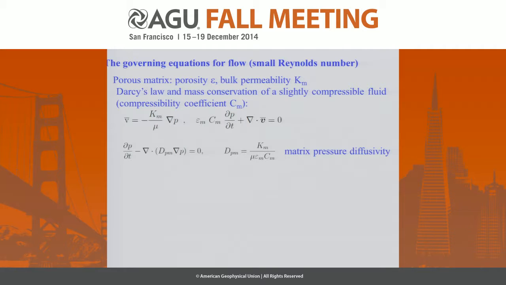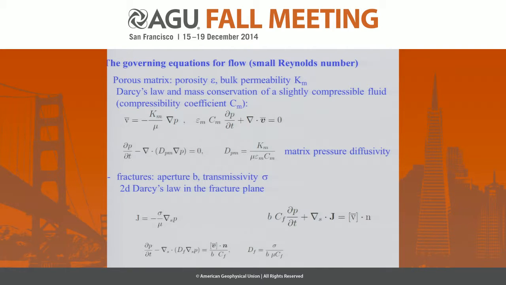So the governing equation for flow, we assume here that the Reynolds number is small, and actually it has been checked in the calculations that the Reynolds number is always small. In the porous matrix, we have a porosity epsilon, a bulk permeability Km, and then we have a classical Darcy law, mass conservation of a slightly compressible fluid with a compressibility coefficient Cm, and we get this classical Darcy law, the mass conservation equation, and if everything is constant, then we can write this equation under this form with the matrix pressure diffusivity.